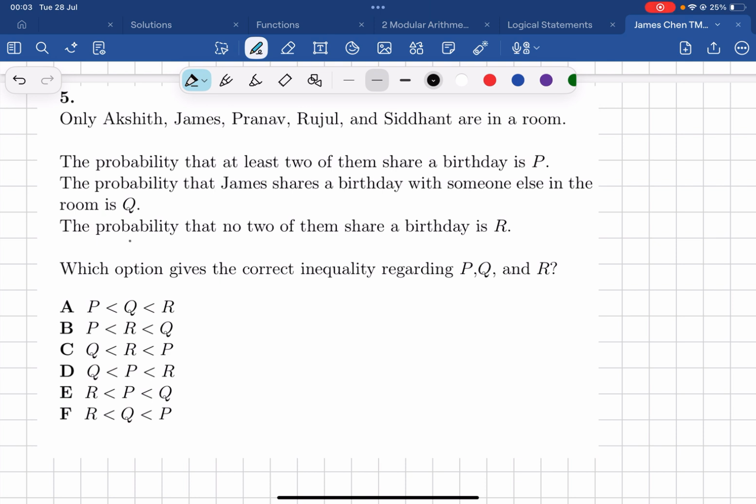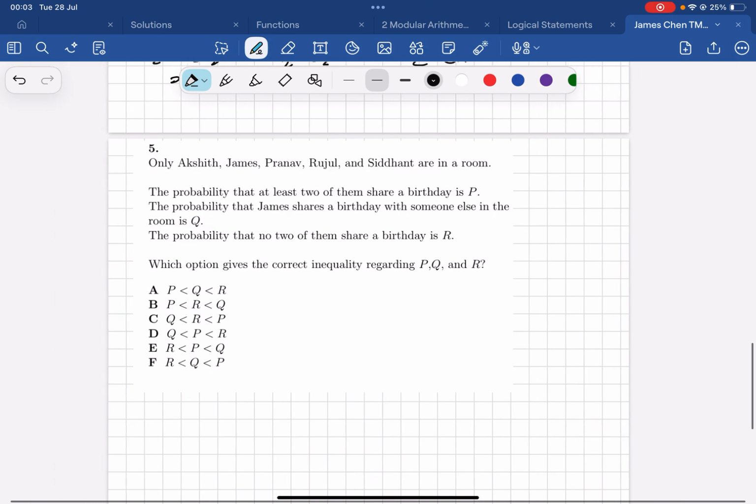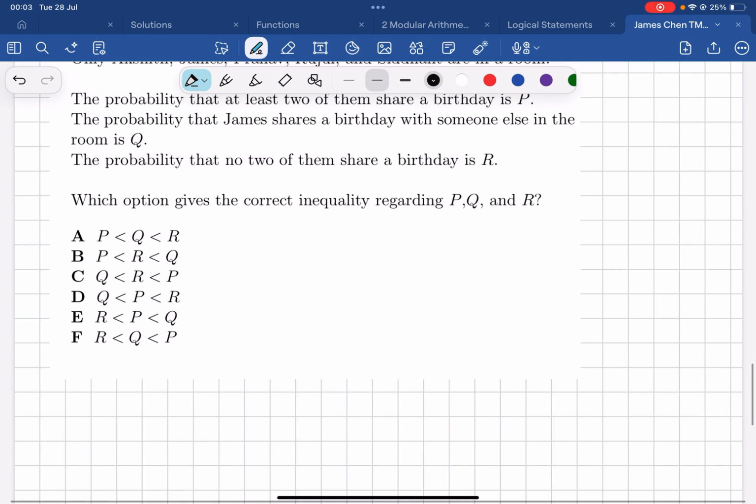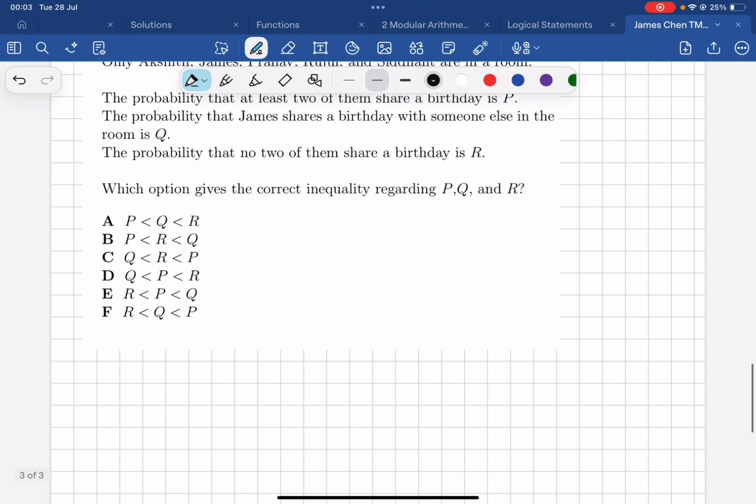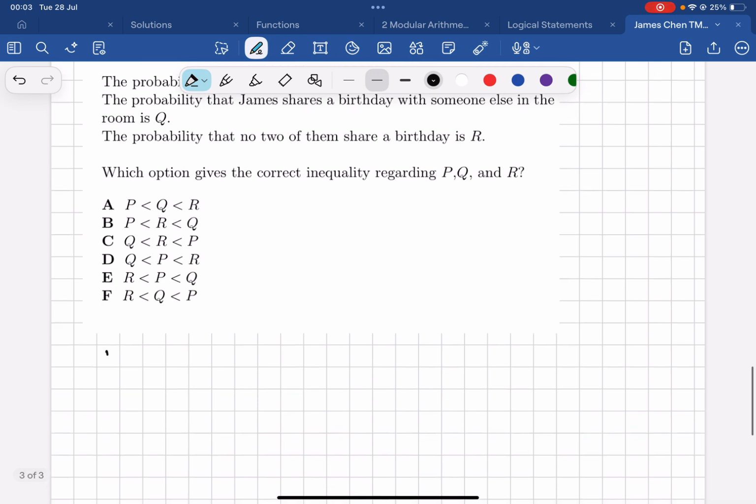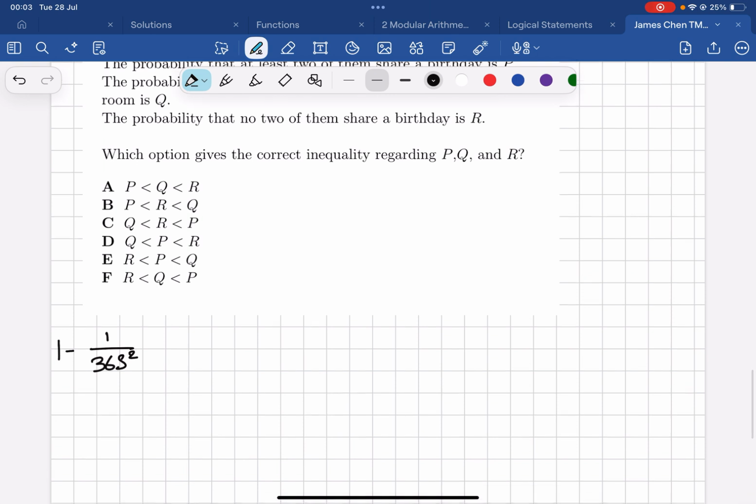Why is that? Well, the probability that no 2 of them share a birthday. Right, let's have a think. That no 2 of them share a birthday. So what's the probability of 2 people sharing a birthday? 1 over 365 times 1 over 365, which is 1 over 365 squared, which is insanely small. So if this is the probability that 2 of them share a birthday, the probability that none of them is just 1 minus this, which is quite close to 1, which is just approximately 1.